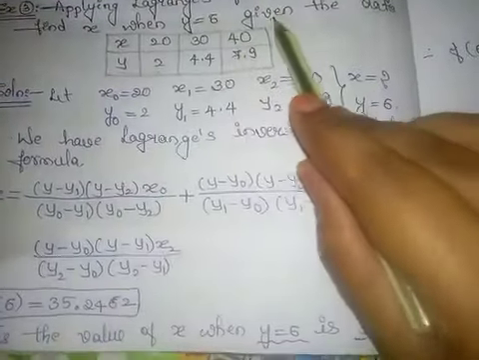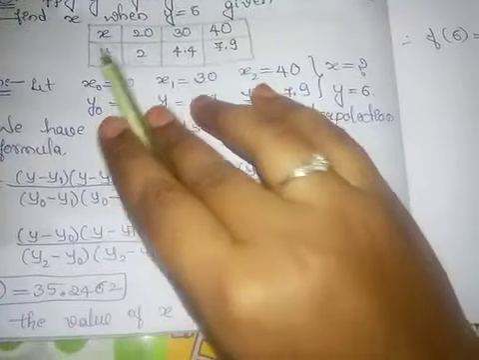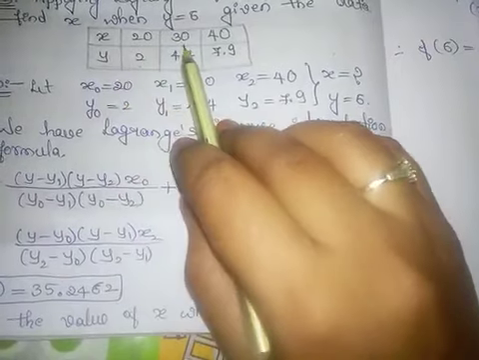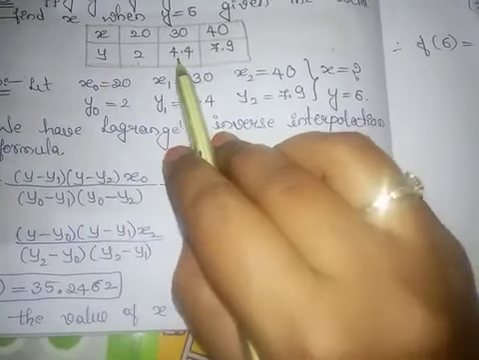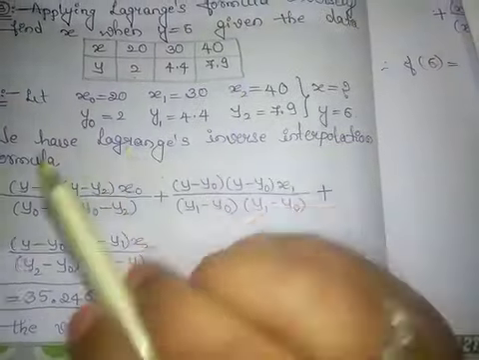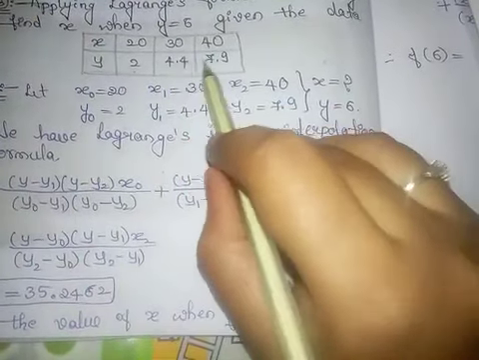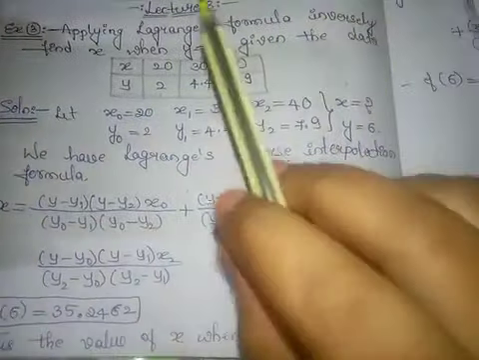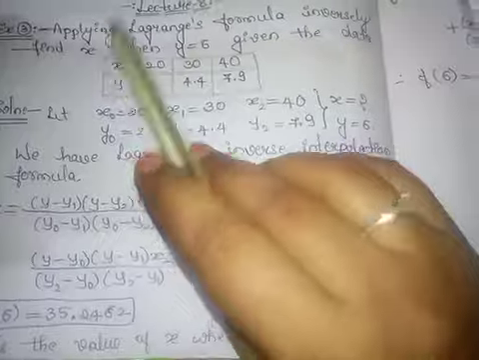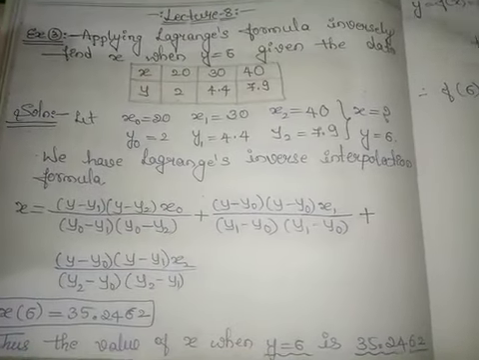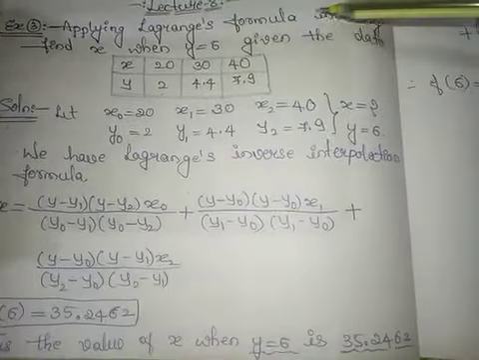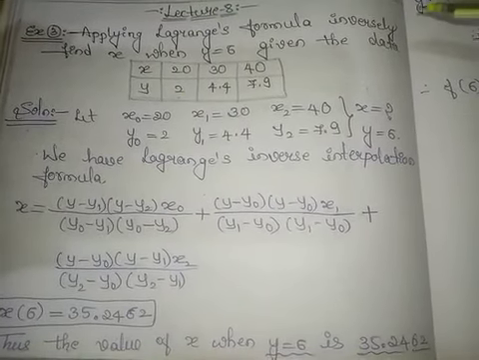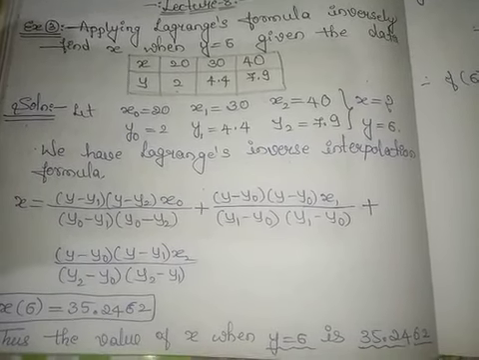Applying Lagrange's formula inversely, find x when y is equal to 6, given the data: x values are 20, 30, 40 and y values are 2, 4.4 and 7.9. These are the values of x and y. Applying Lagrange's formula inversely means we have to use the Lagrange's inverse interpolation formula here.